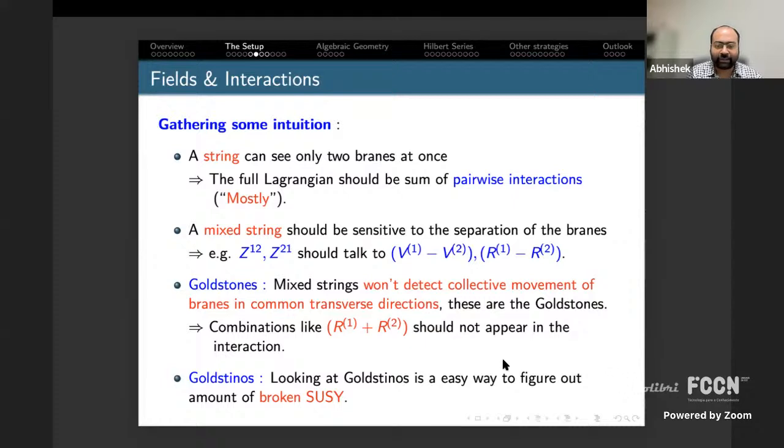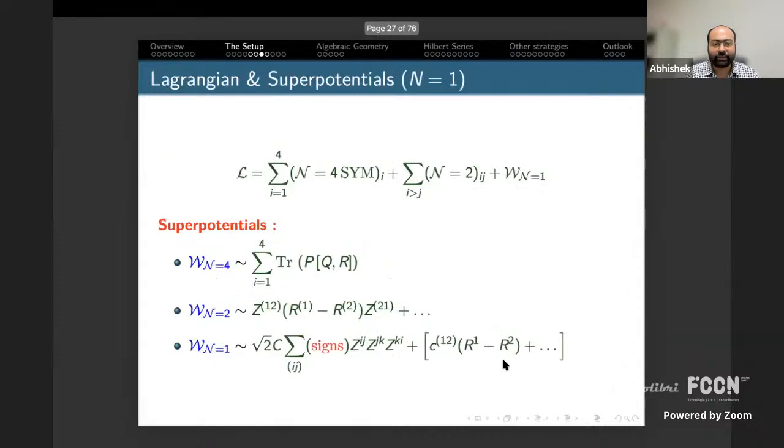And of course, we started with 32 supercharges, and because we are dealing with 1/8 BPS black holes, we have broken 28 supersymmetries. Those will give Goldstinos, and there should be an equivalent number of Goldstones, because you still have N equal to 1 SUSY left, so it should come as a SUSY pair. These Goldstones we are not going to look at, because they are overall motions. We are only going to consider the relative counting in some sense.